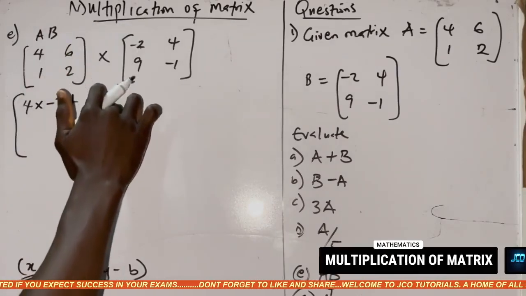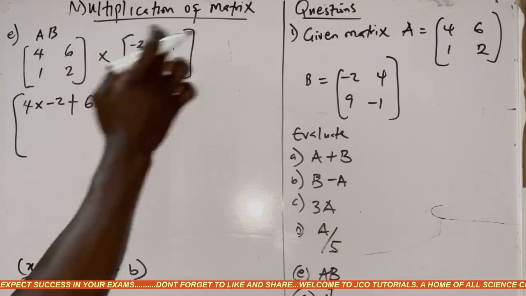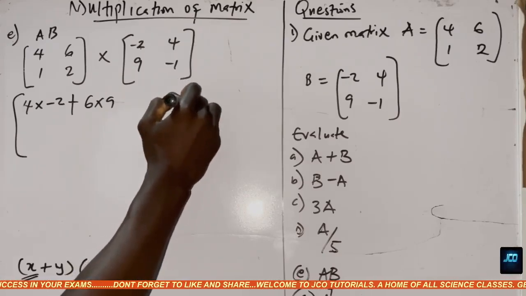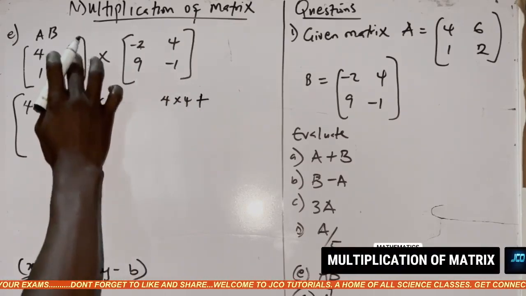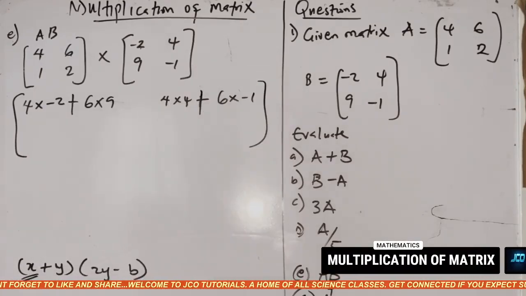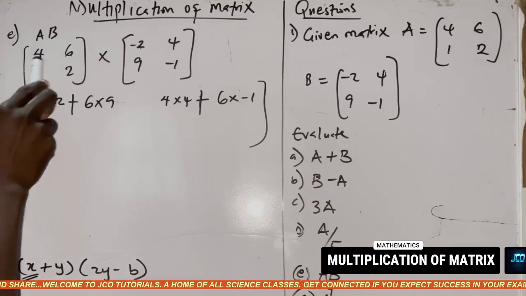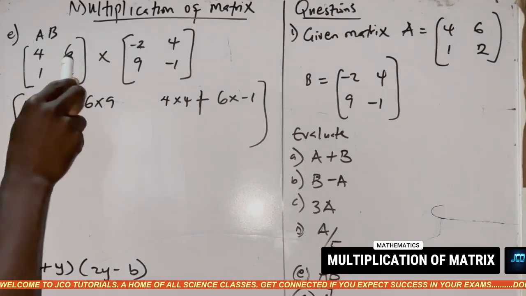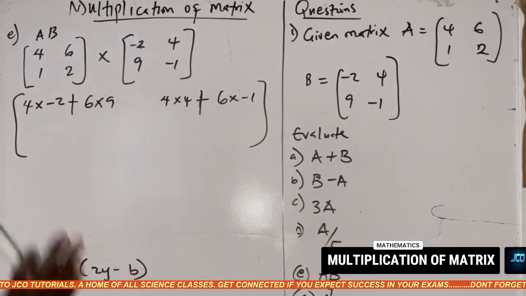That being said, that's the first. It's done. Then the next section now, 4 times 4 plus next 6 times -1. You see, you're adding them because they are forming a unit. This 4 and 6, they are one row. They multiply this column, they form their section.